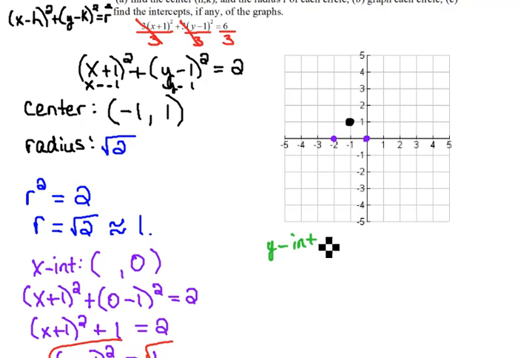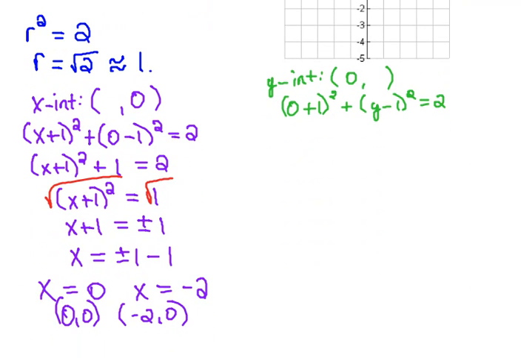So for our y-intercepts, again, if you'll remember, they all have an x value of 0. So replacing the x with 0 in our standard form, we would have (0 plus 1) squared plus (y minus 1) squared equals 2, and we're going to solve our equation for that. So 0 plus 1 is 1, squared is 1, plus (y minus 1) squared equals 2. Subtracting 1 from both sides, we get (y minus 1) squared equals 1.